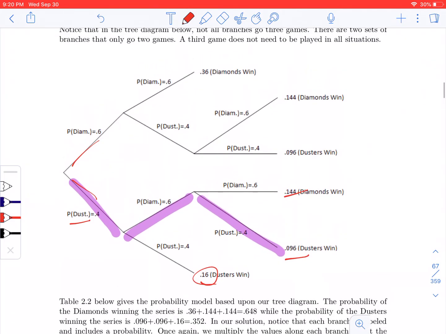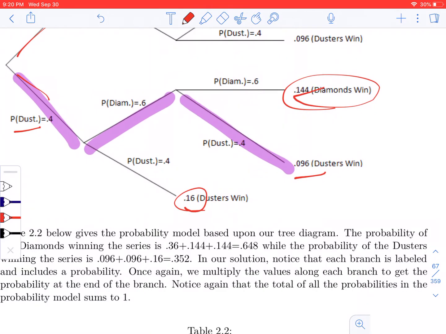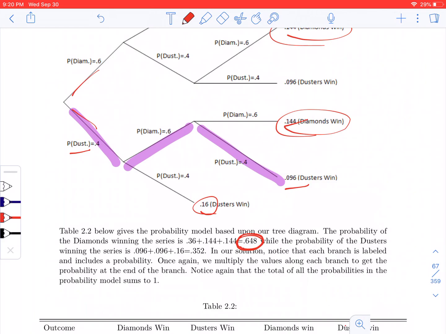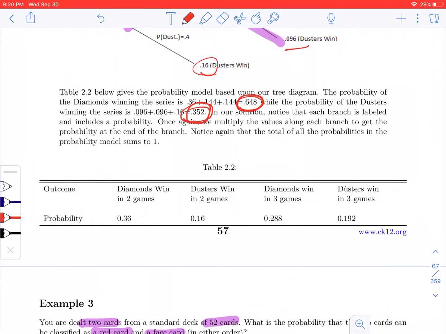So if we add up Diamonds win, Diamonds win, Diamonds win, those 3, we get 0.648 here. And that tells us that the Diamonds have a probability of winning the series 65% of the time. And the Dusters will win it 35% of the time. All right, and so there we go. We can show it separately as the Diamonds winning in 2, or the Diamonds winning in 3, the Dusters winning in 2, or the Dusters winning in 3.